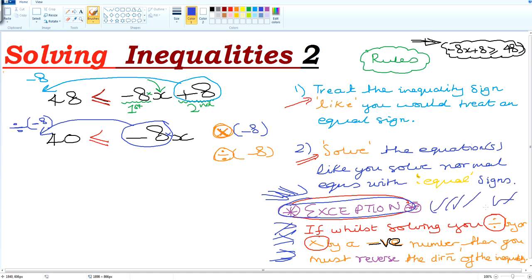The exception says if while solving you divide by or multiply by a negative number, then you must reverse the direction. Now, what are we doing over here? Everybody look over here. We are dividing by a negative number. So the exception kicks in here. What happens to our inequality sign? Our inequality sign that was facing towards the left, we just turn it around.